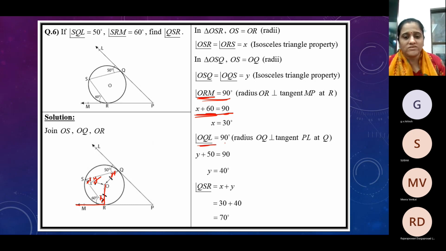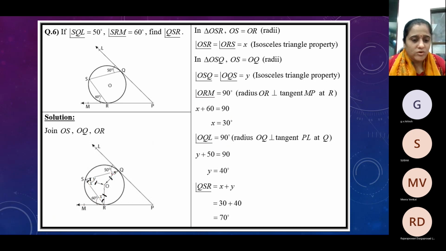Similarly, I've written here OQL is 90. What is OQL? OQL is Y plus 50. So below that I've written Y plus 50 is 90. I've used X and Y so that it is easy for you to revise, rather than reading SOR, SRO and all that.